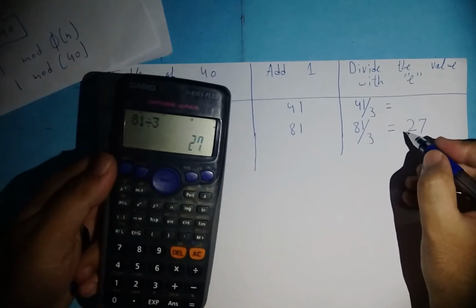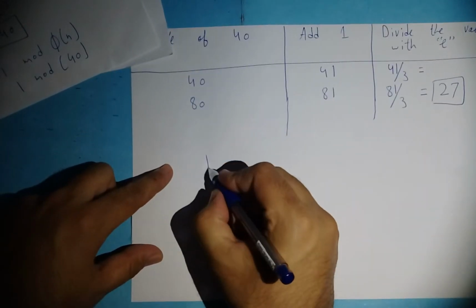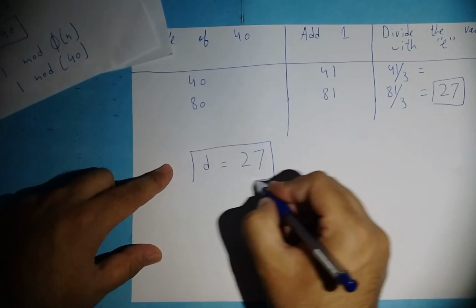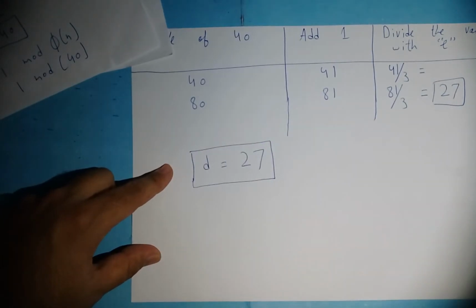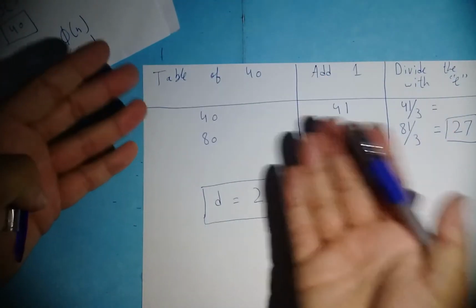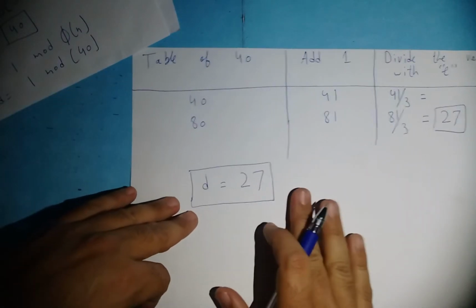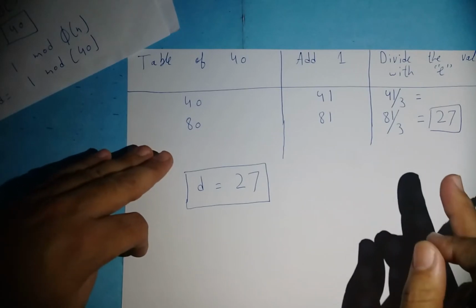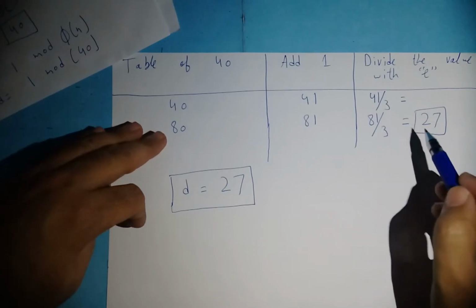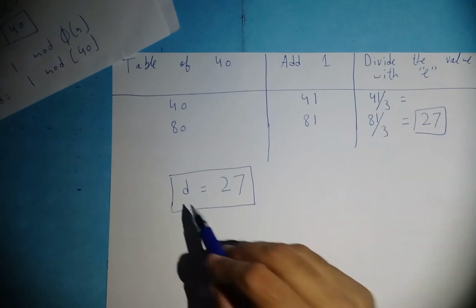So if you see, I do not get the answer in points, so it means this is the right answer of D. So now you know how you can find out the value of D by using this table. You have to just make the table like this, and after that you can easily find out the value of D. Only that value is going to be the correct answer of D when you divide, and after dividing you're not going to get the answer in points.